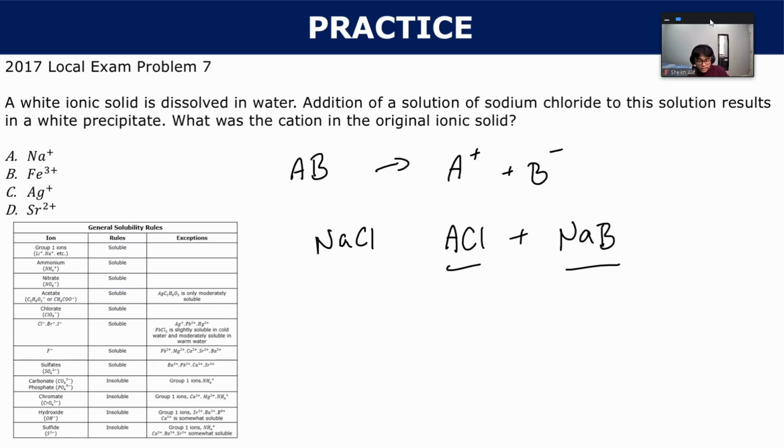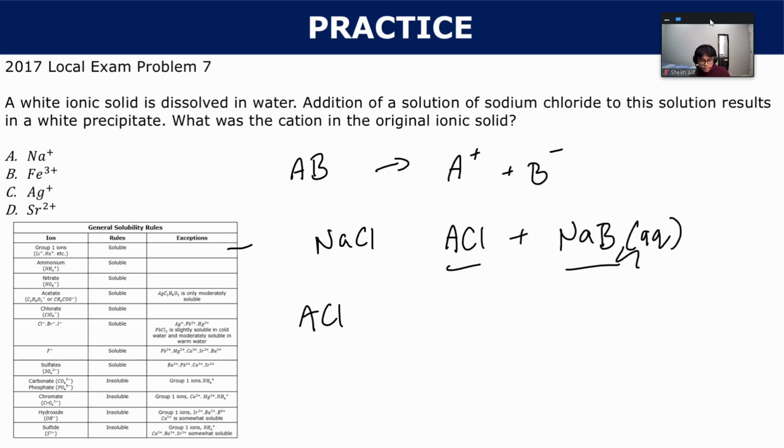First, let's take a look at NaB. If we look at the solubility rules for sodium, they're right here. They're always soluble, and there are no exceptions. So that means whatever B is, it's going to be aqueous, meaning NaB is not going to be the source of our precipitate, and that means ACl is going to be the source of our precipitate.